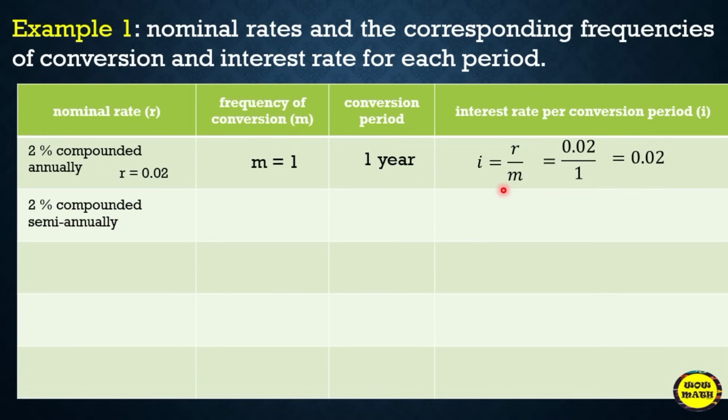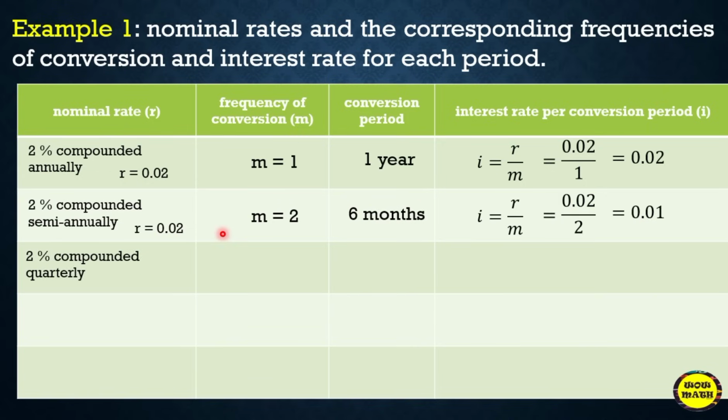Next. 2% compounded semi-annually. So, ano yung conversion period dito? That is semi-annually. So, therefore, m is equal to 2. Okay? Then yung conversion period natin, every 6 months. And then yung interest rate per conversion period, that is r over m. So, 0.02 divided by 2, the answer is 0.01.